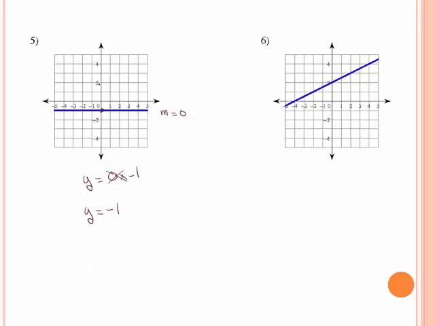Anytime we have a horizontal line, we just find the y-intercept, and the equation is of the form y equals that number. If we have a vertical line, our slope is undefined, and our equation will be x is equal to the number where it crosses, so in this case, x equals 4. Now, why don't you pause the video and try number 6 and see if you can get the equation of this line.